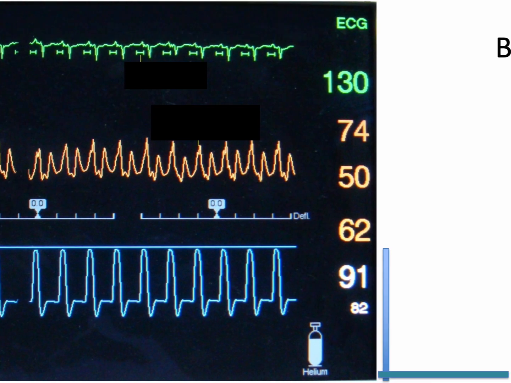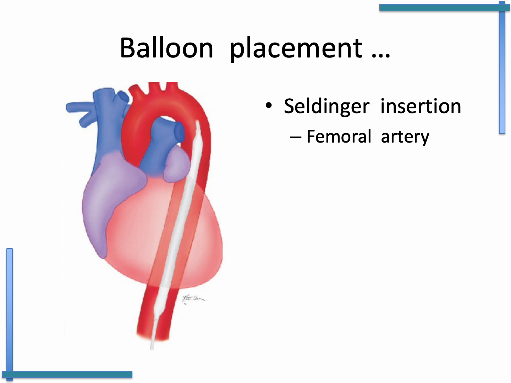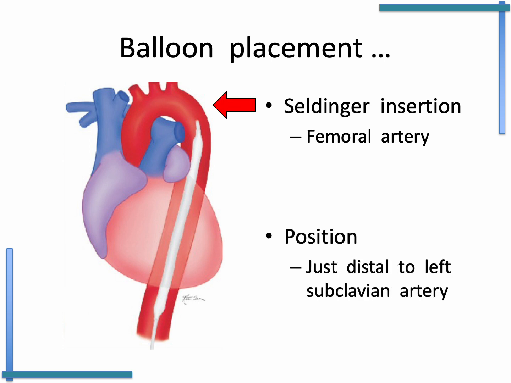As far as balloon placement goes, an important thing to always confirm in the intensive care unit: the devices are put in with a Seldinger insertion technique, usually into the right femoral artery, and the position of the balloon is to have the tip just distal to the left subclavian vein. So you want it high up in the descending aorta, but not in the aortic arch.